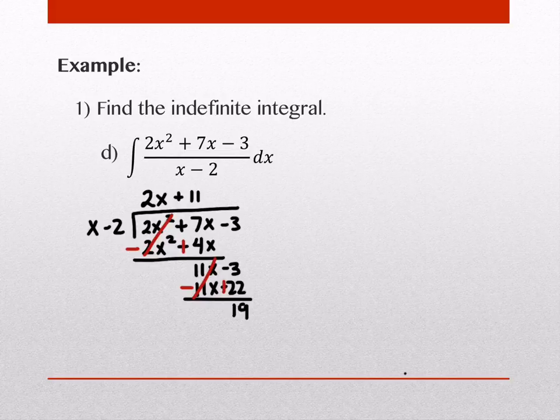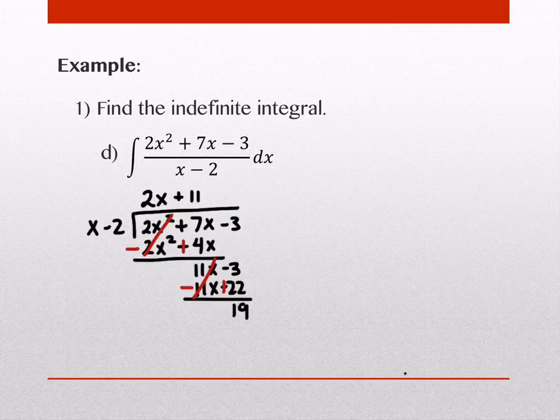You stop when the degree of the remainder is less than what you're dividing by, right? 19 is a constant. It has a degree of 0 is actually what we would call that. But x minus 2 has a degree of 1. That's the exponent, the highest exponent there is 1. So here's where we would have to stop, okay? And that's why we couldn't have stopped at like 11x, is because they both still had degree 1.